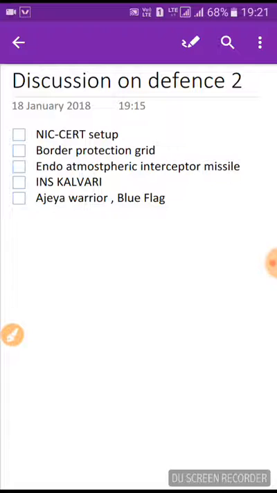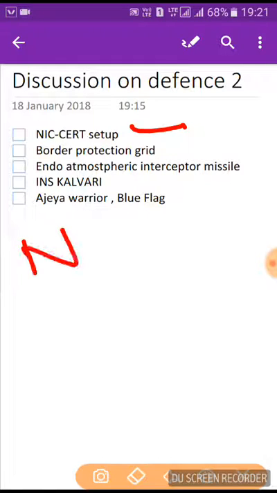First of all, we will discuss NIC CERT. What is this NIC CERT? NIC means National Informatics Centre, and CERT means Computer Emergency Response Team. What is the National Informatics Centre? Friends, it comes under MeitY, the Ministry of Electronics and IT.